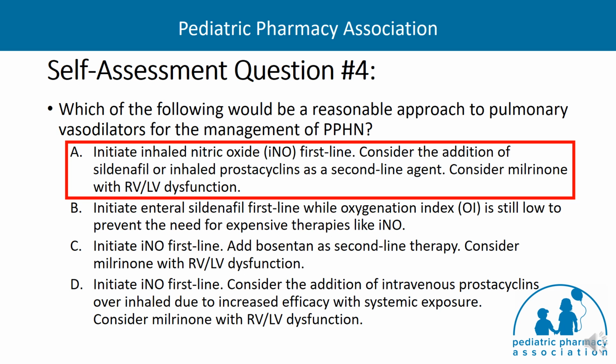Similarly, answer C is incorrect. Bosentan has not consistently demonstrated benefit in PPHN, and we would generally not use it for this. And lastly, answer D is incorrect because the main reason to use inhaled over systemic is a reduction in side effects, not necessarily that IV has improved efficacy compared to inhaled.